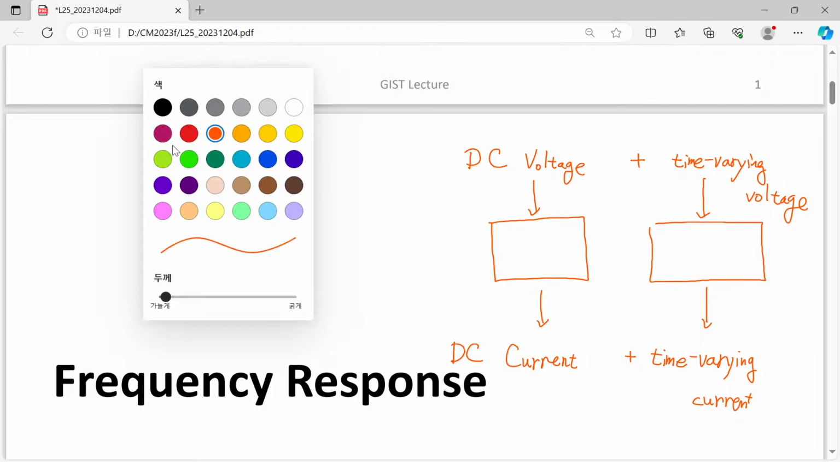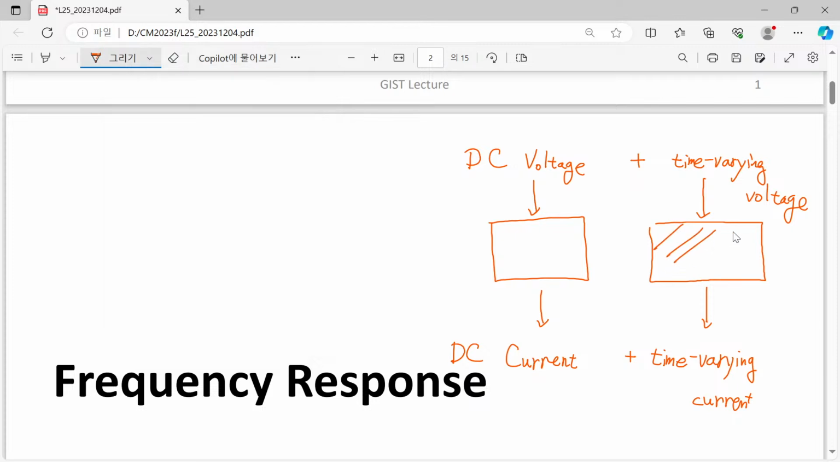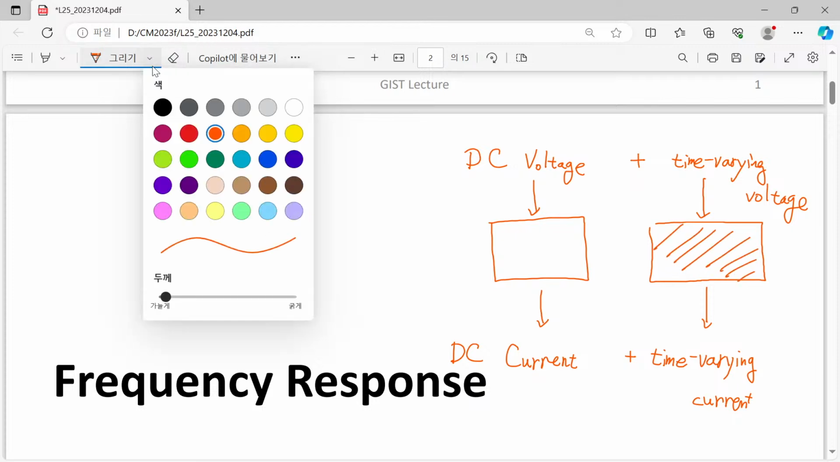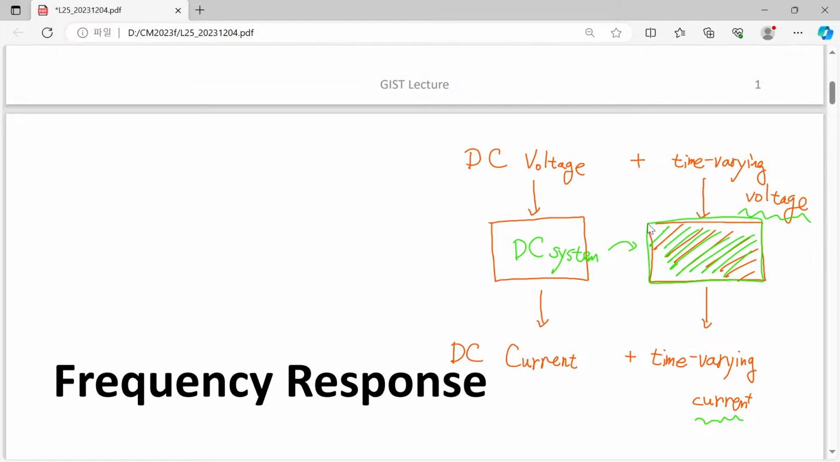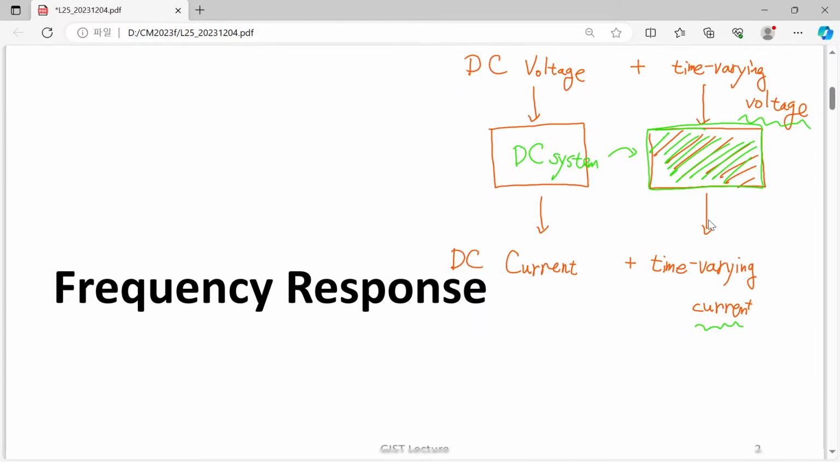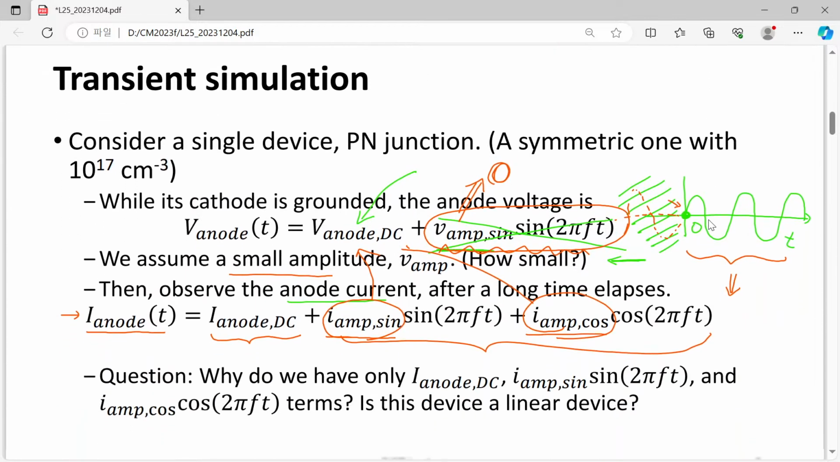An important point is this black box describing the relation between time varying voltage and time varying current is not independent. Actually, it is dependent on this DC system. From the DC system, we can construct this time varying system or AC system, and that is the major result of our today's lecture. Okay, so let me just come back once again.